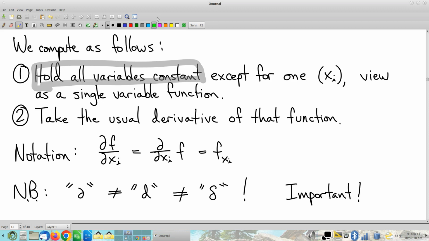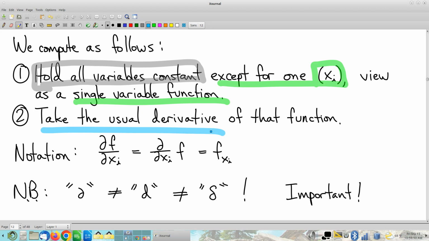So we're going to hold all the variables constant except for one. We're going to choose to leave a single one of my input variables still as a variable. And now if you think about it, I had a function of a bunch of variables, but now most of those variables aren't really variables anymore. Now I've got a function of really just the one variable. And when you have a function of just one variable, that is a single variable function. And if you have a single variable function, you could just take the good old, plain old, regular derivative of that single variable function. So this is what a partial derivative is.